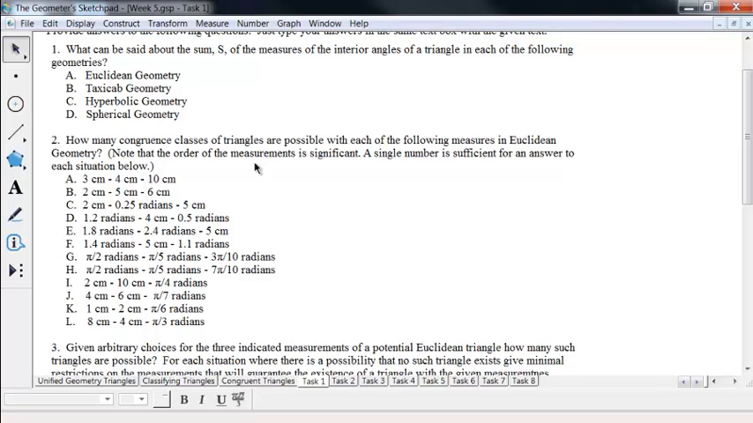Okay, and so with these particular measurements of 3 centimeters, 4 centimeters, and 10 centimeters, how many congruence classes are available or possible that fit in there? Maybe it's 0, maybe it's 1, maybe it's 2, maybe it's 3, 4, 5, infinitely many. You have to decide how many different classes there could be there. So we're talking about counting the congruence classes. And this is in Euclidean geometry specifically.